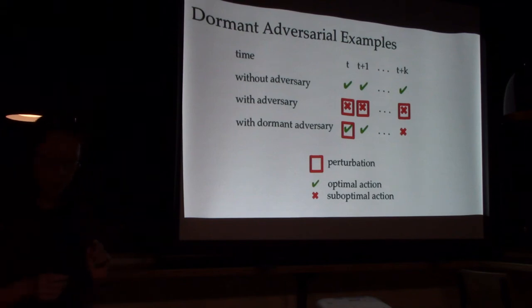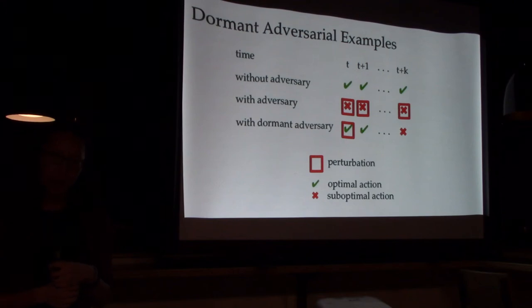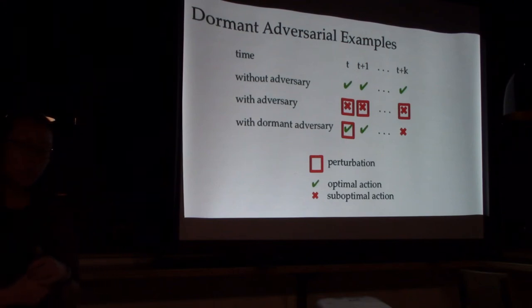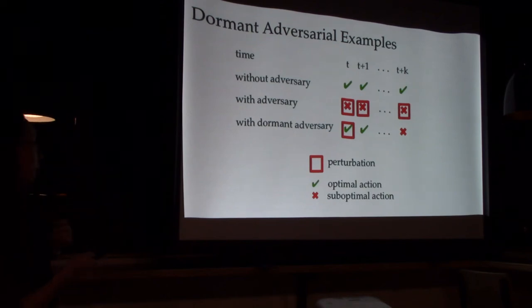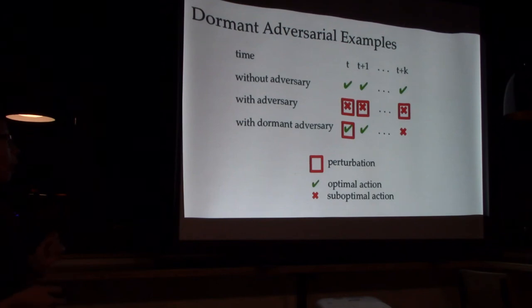One other thing that I looked at more recently is this idea of dormant adversarial examples. You can think of this as sort of comparable to brainwashing in a sense. The examples that I just showed were, at every time step we have a perturbation and we basically just want the policy to choose the wrong action at that time step. But with a dormant adversarial example, when we introduce the perturbation at time step t, we actually want the policy to keep doing the right thing for a while and then fail some time in the future.